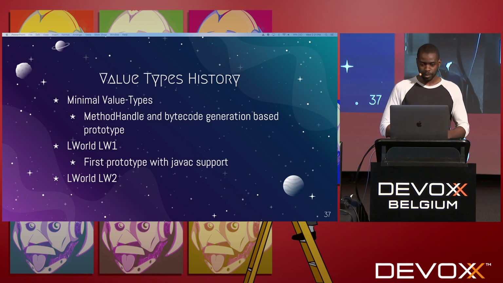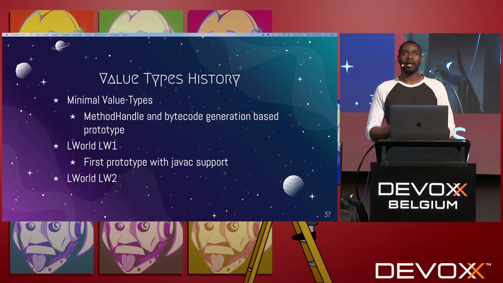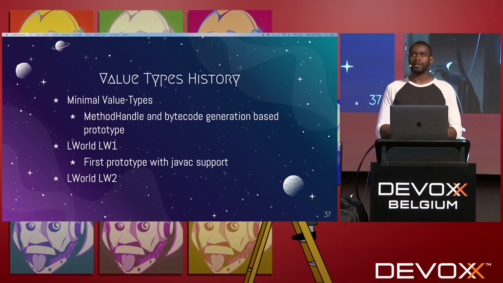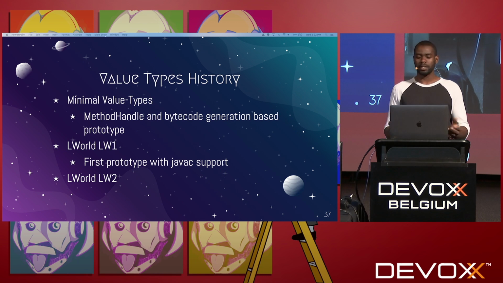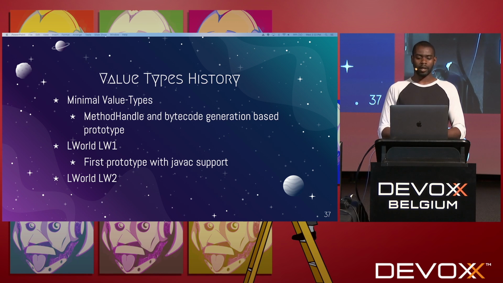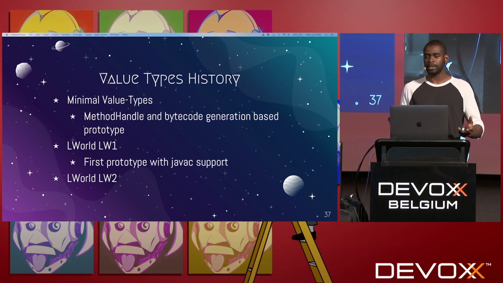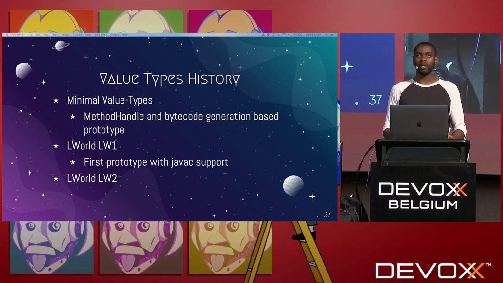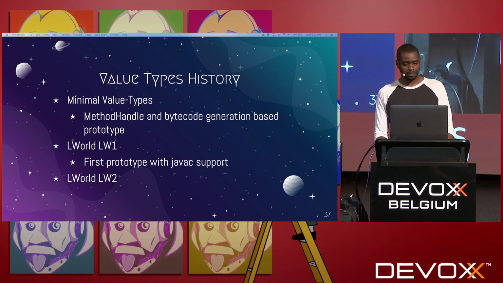So a little bit of history before I continue. MVT, minimal value types. This was the first inline type prototype. Back then, it was still called value types. With this prototype, the only way users could use inline types was with method handles or generated bytecodes. So there was no javac support. It was really intended for people who are really familiar with bytecodes. What this prototype demonstrated is that inline types can provide very good performance. But it did expose a lot of user issues.